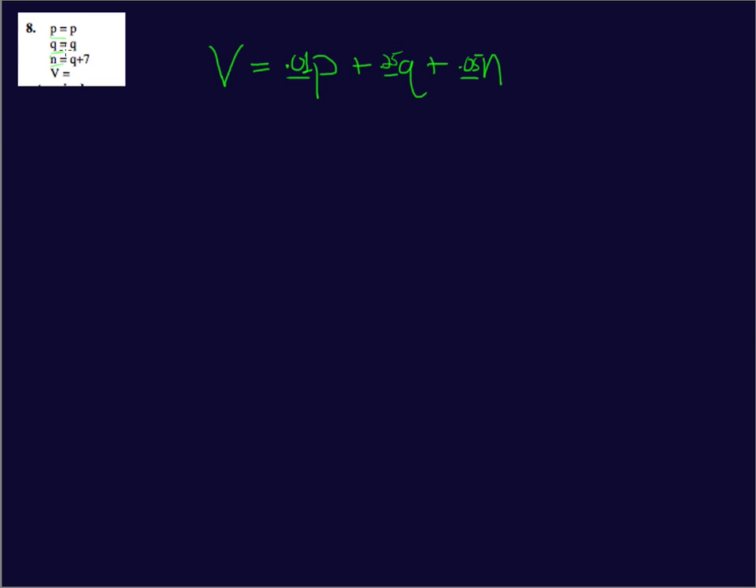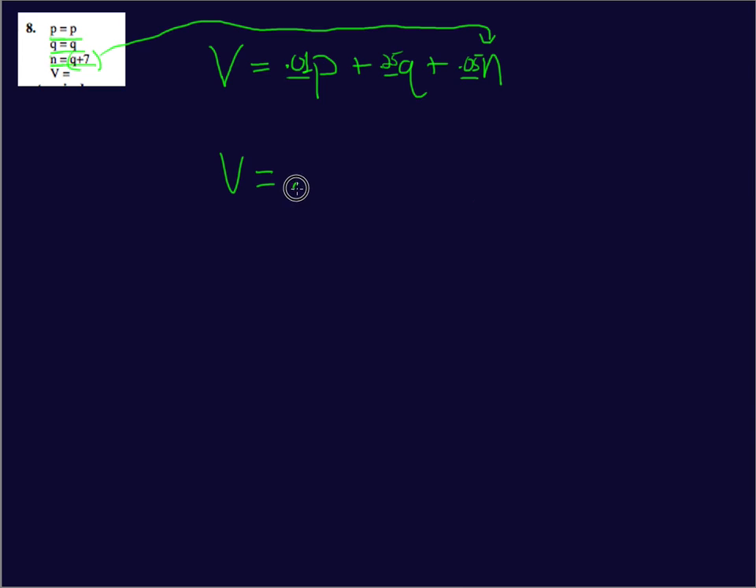And now we want to start looking at what they give us. Well, we see that P is equal to P, so we don't need to replace anything with P. Q is equal to Q, so we don't need to replace anything for Q here. But then they tell us N is equal to Q plus 7. So we're going to take this Q plus 7 over here, and we're going to plug it in for our N over here. So I'm going to rewrite this equation.